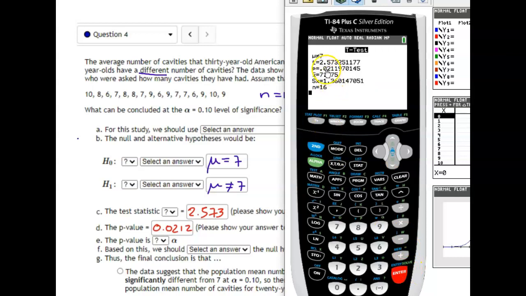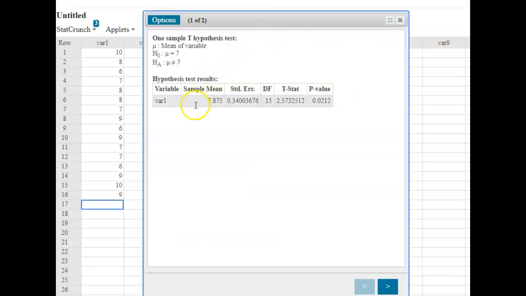Okay, so we have the t-value 2.573, the p-value 0.02119, or 0.0212. All right, good. This also gives you the mean and standard deviation, which is nice. StatCrunch does that too. So if you need to know the mean, it gives it to you.